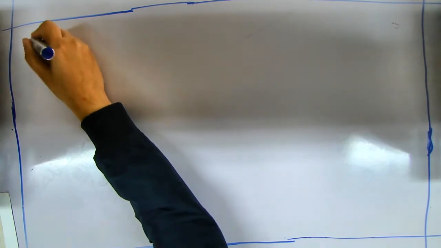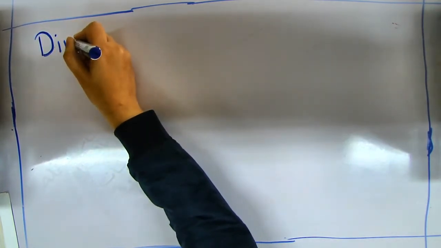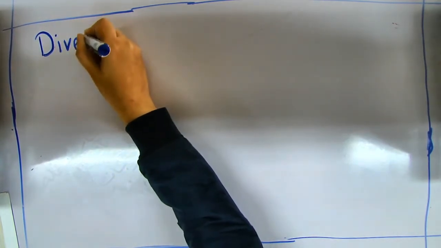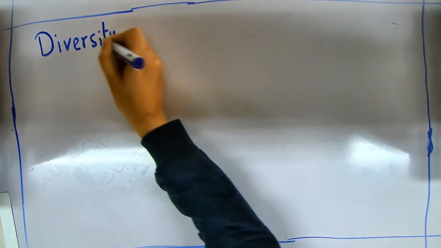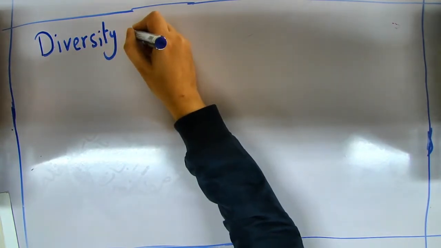Today we will talk about living organisms' diversity and the principles of their classification. First, we will talk about diversity of living organisms: diversity in plants, diversity in animals, and diversity in micro living organisms. First I will talk about diversity of animals.